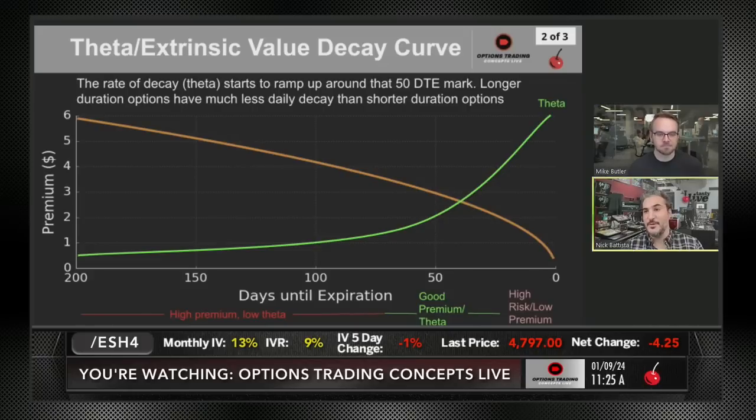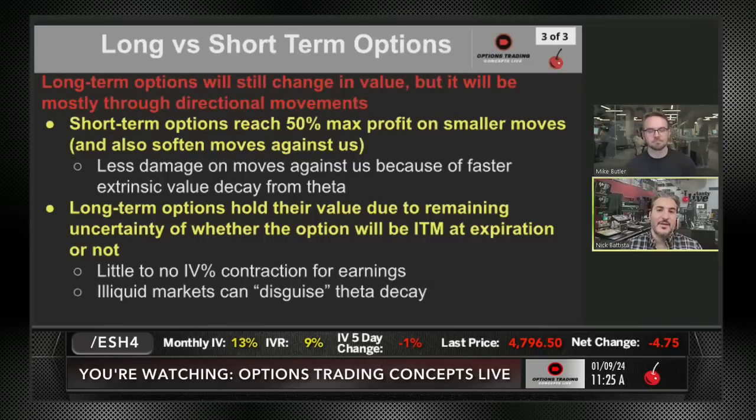All right, so let's jump over to the last slide here. So we're talking long versus short-term options here. Long-term options will still change in value, as we talked about, but it will be mostly through directional movements, right? The value of a short period of time is a lot less valuable for an option that has a lot of time left until expiration versus one that has a short amount of time. So when you're looking at a 5-day passage of time, it is not equal between a 200-day option and a 10-day option.